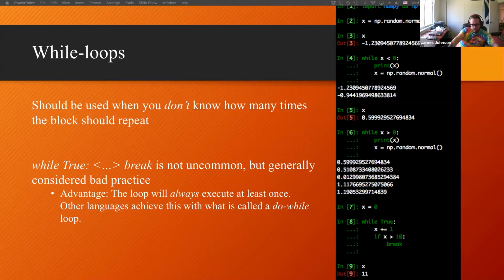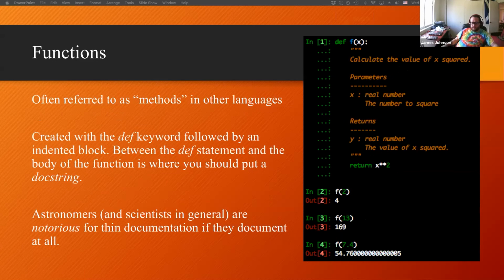Let's dive into functions. So functions are what you get when you use the def keyword. The def is powerful. It's worth noting that you can have def statements within def statements. So you can declare functions within functions in Python. That is usually not the same in other languages. Sometimes these are referred to as methods.